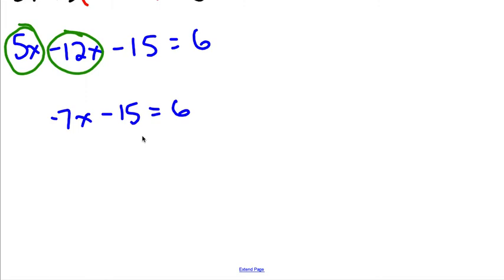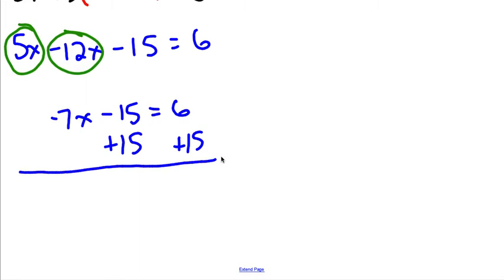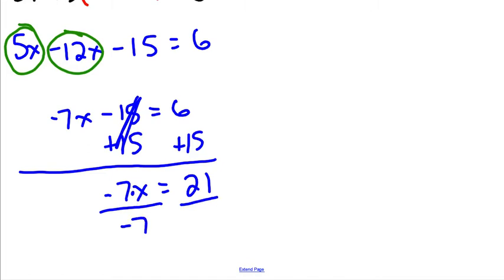Now we need to move the negative 15 over, so we will add 15 to both sides. Negative 15 plus 15 is 0. They're gone. Negative 7x equals 21. Last step, we are not adding 7 to get that over there because this is being multiplied by x. So we got to do the opposite of multiplication, which is division. So we will divide both sides by negative 7 to get x equals negative 3.